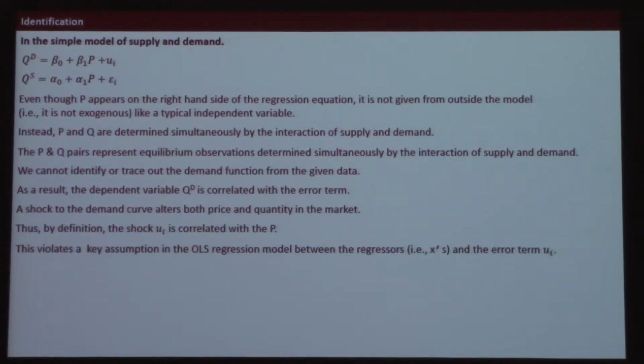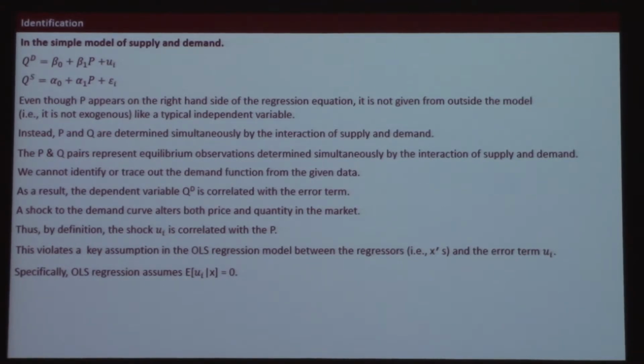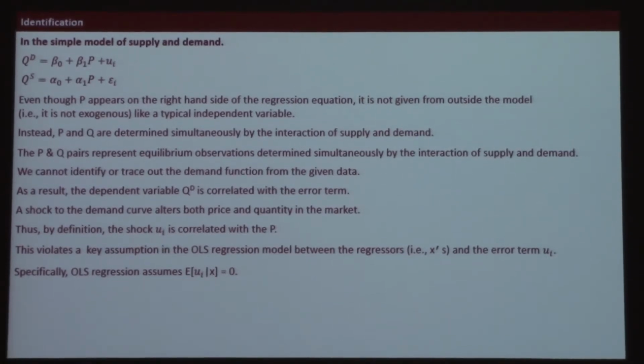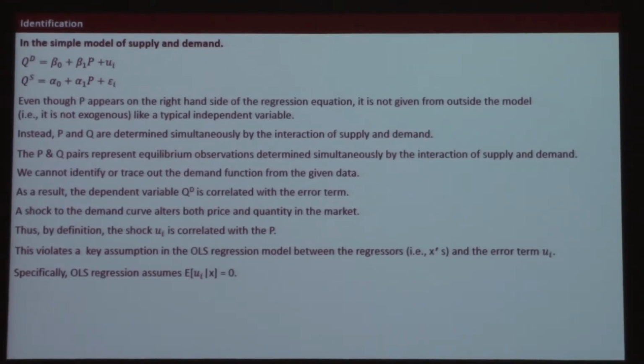So let's kind of get to this. This violates one of our ordinary least squares assumptions, which is that the error is independent of the independent variables. We're supposed to have that assumption. But as we said here, if we treat this as demand equals beta 0 plus beta 1 price plus u, and supply is alpha 0 plus alpha 1 price plus u, right?